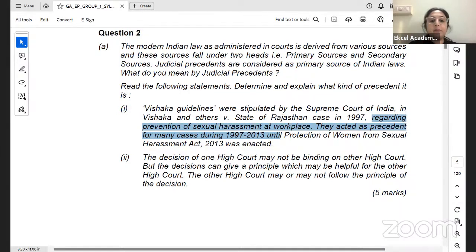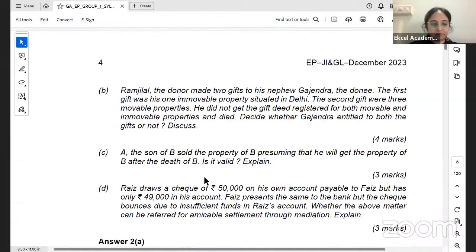So they acted as precedent for many cases during 1997 to 2013, until the Protection of Women from Sexual Harassment Act 2013 was enacted. Because in 2013 we have this act which has come into existence. Till then, this case was a precedent. That means everybody was following this case, Vishaka and others versus State of Rajasthan. What kind of precedent is this? You have to answer. So we will see this.